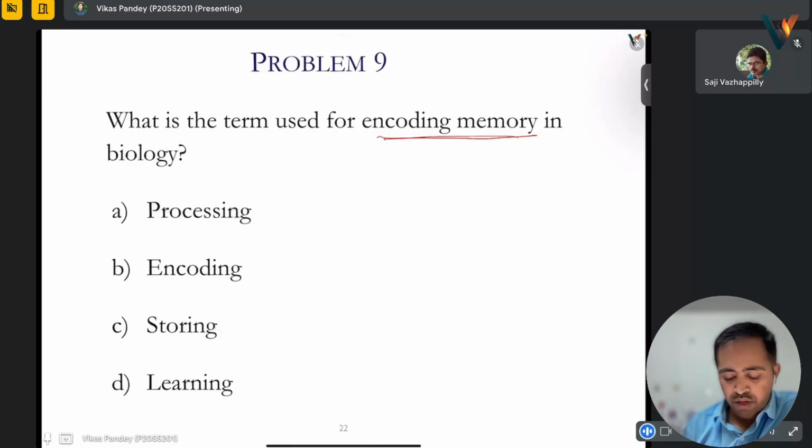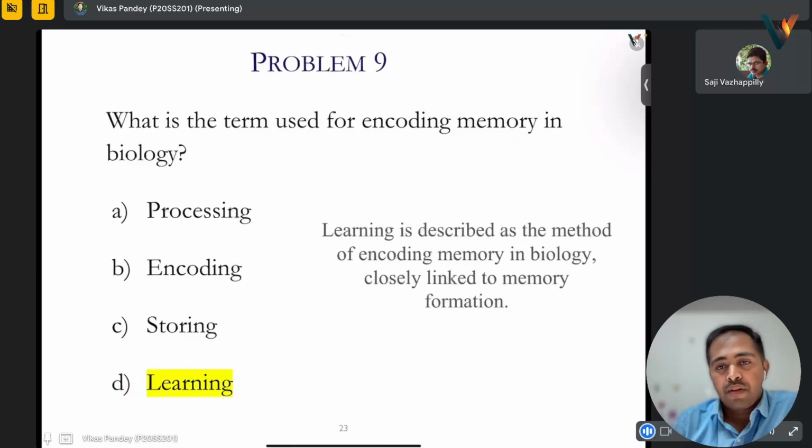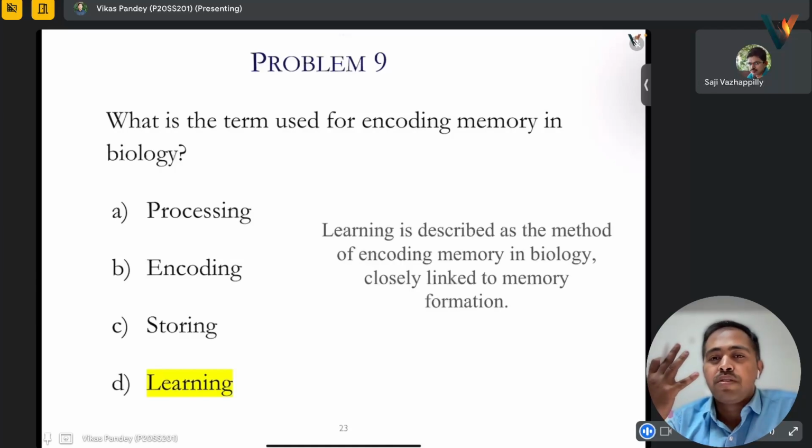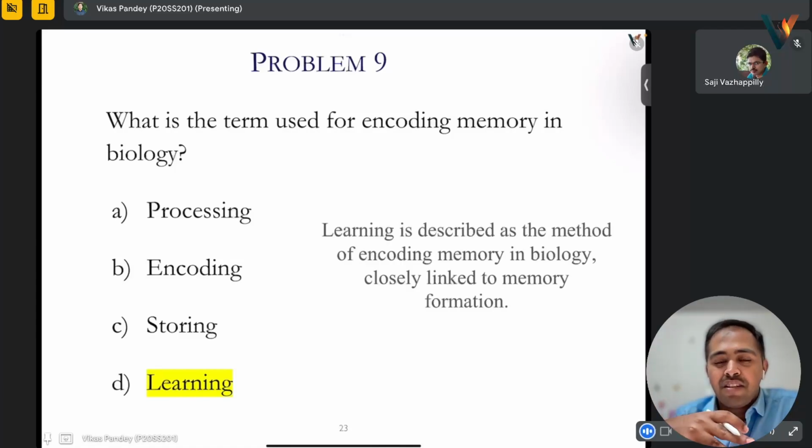So, what is the term used for encoding memory in biology? Is it processing, encoding, storing, or learning? Encoding memory. That is learning, sir. Yes. Through learning, we are encoding the memory. So, we can say that learning is the process or the method by which memory forms. Any memory is through learning. Learning does not only mean learning through books, it also involves experiences and everything, right?